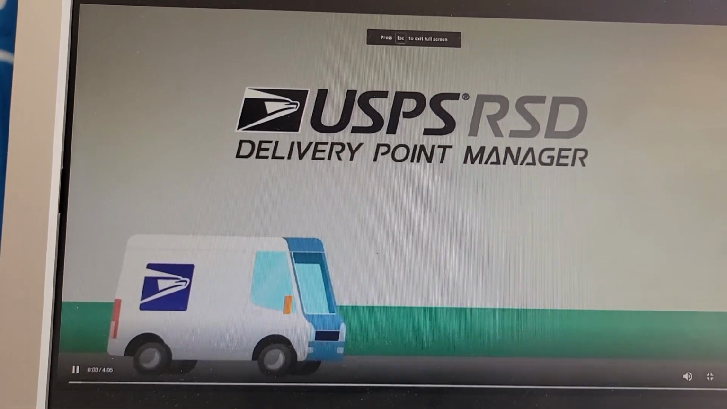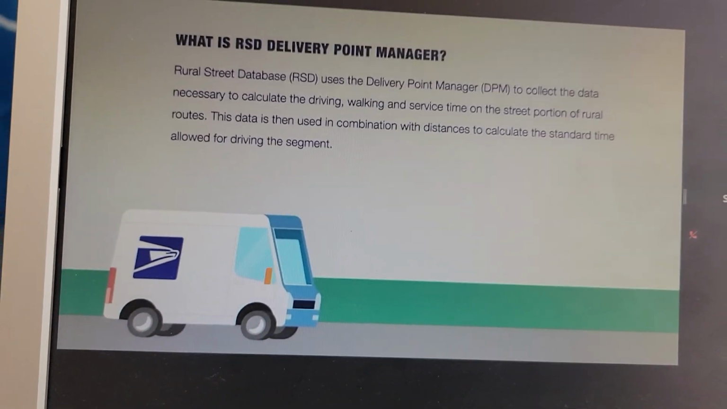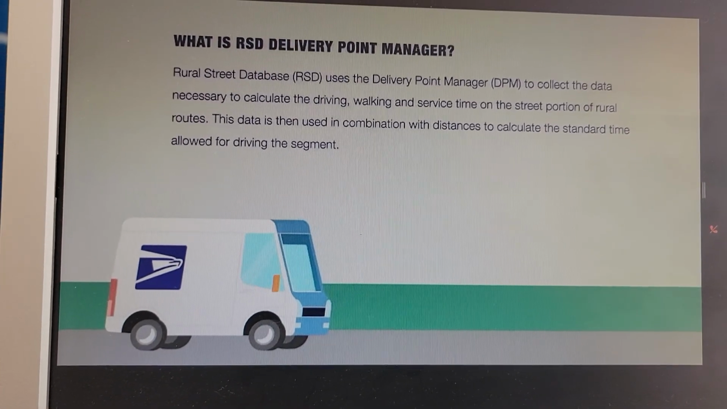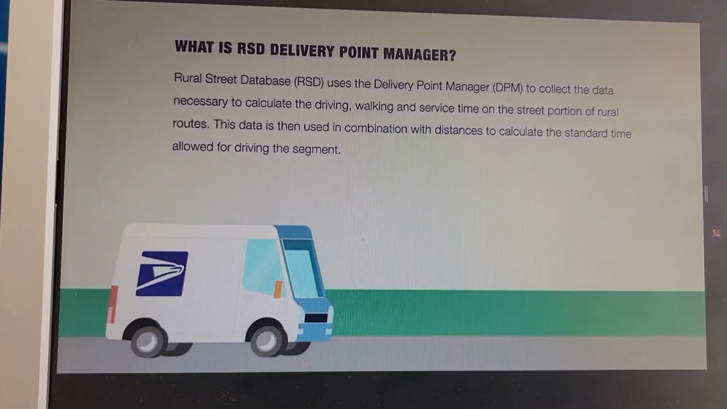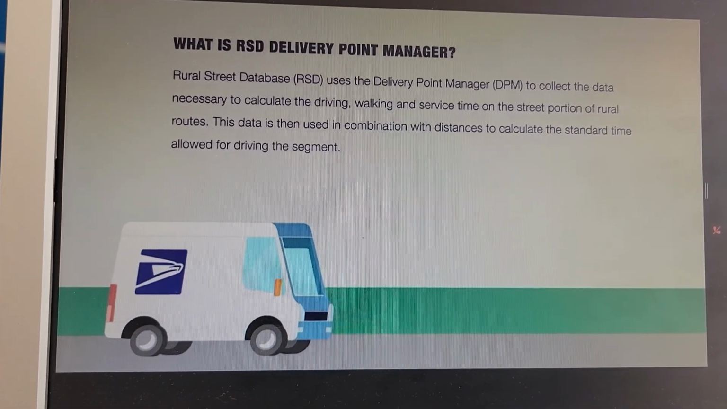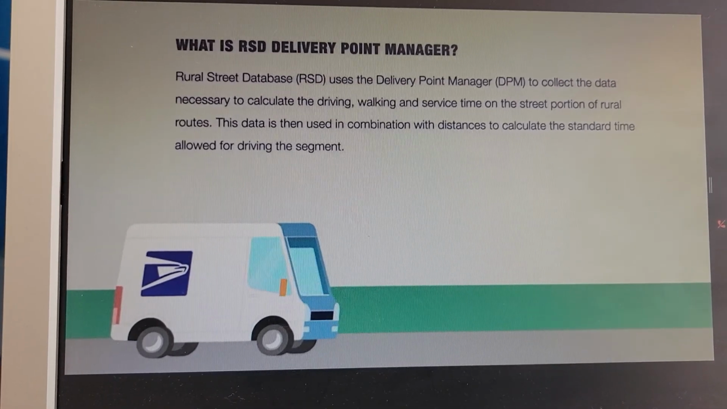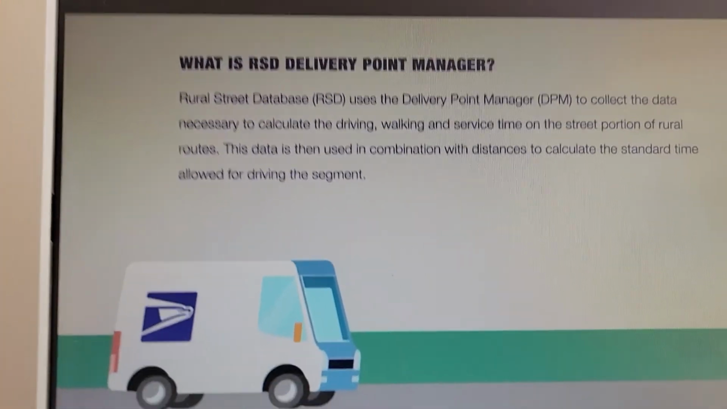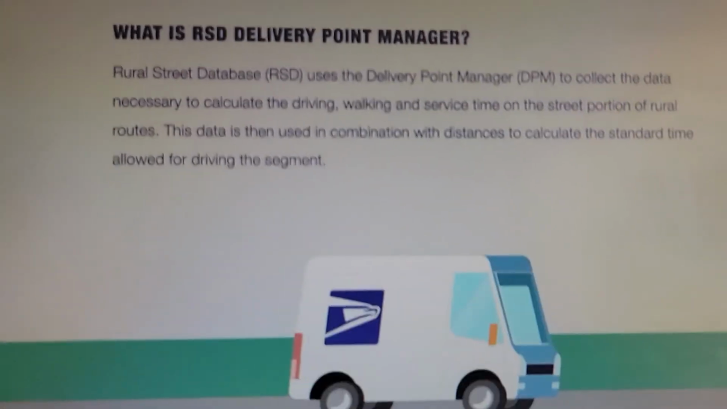Welcome to the RSD Delivery Point Manager tutorial. Rural Street Database, RSD, uses the Delivery Point Manager, DPM, to collect the data necessary to calculate the driving, walking and service time on the street portion of rural routes. This data is then used in combination with distances to calculate the standard time allowed for driving the segment. In this video, we will cover all of the key features you need to use this application.